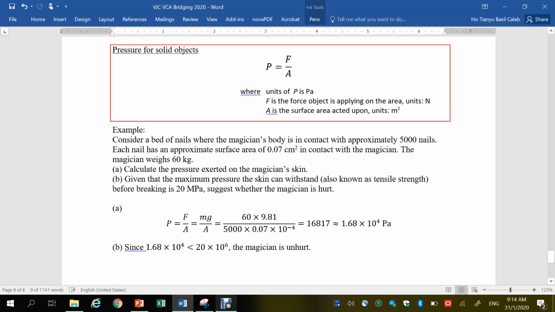I went online and found that the tensile strength of skin is roughly around 20 megapascals, right? So we can then figure out whether the magician is hurt. And as you can see, the value is 10 to the power 4. It's a lot smaller than 10 to the power 6. And obviously then the magician is not hurt, right?